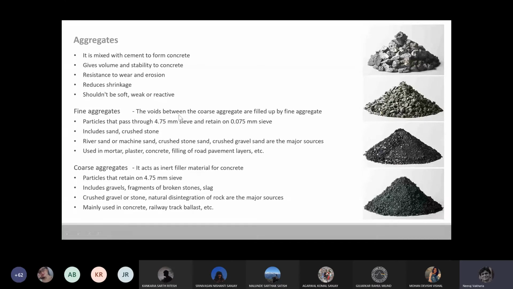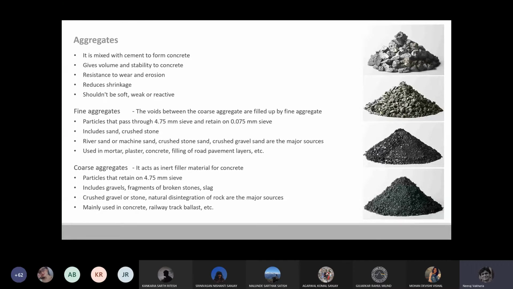Now there are two types: one is fine aggregate, one is coarse aggregate. The fine aggregates, to give you the technical information, are particles that pass through a 4.75 mm sieve and are retained on a 0.075 mm sieve, not smaller than 0.075 mm in diameter. Those can be considered fine aggregates. The voids between the coarse aggregates are filled up by fine aggregates. It includes sand or crushed stone.